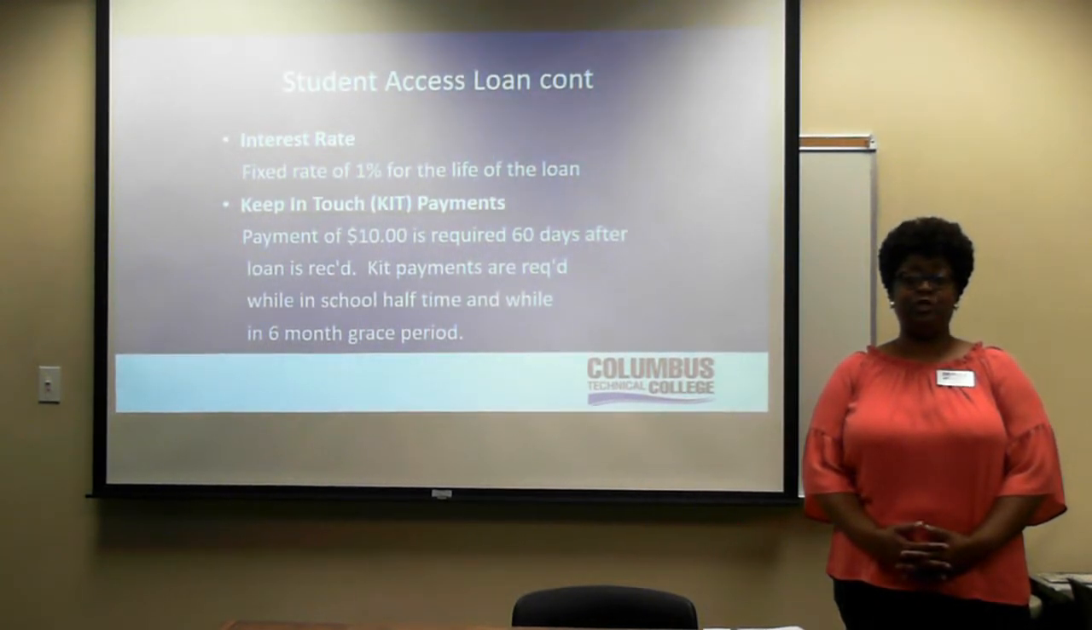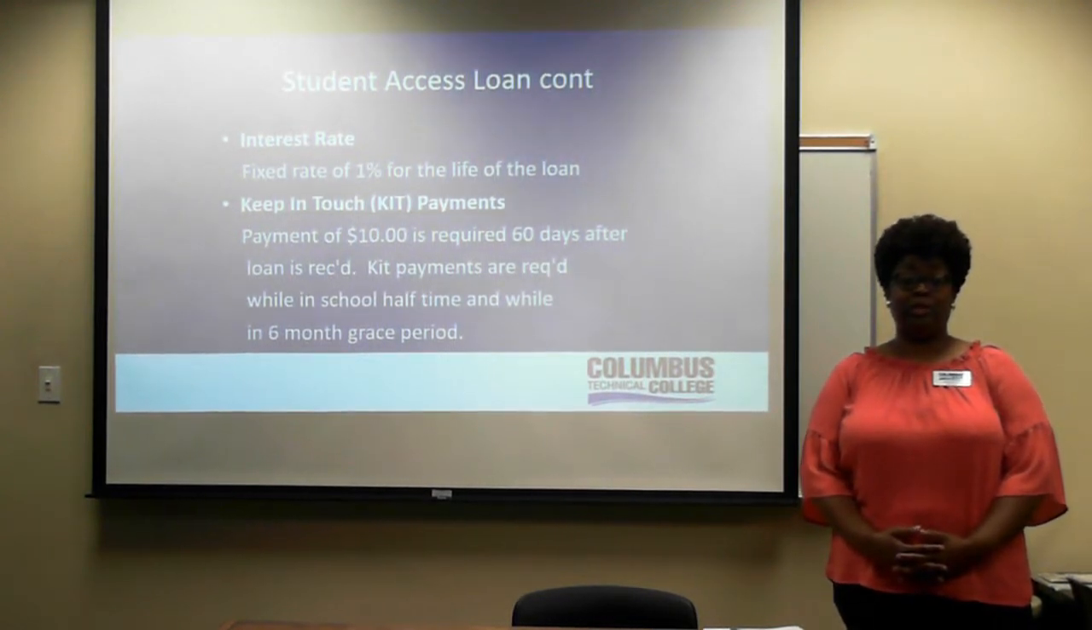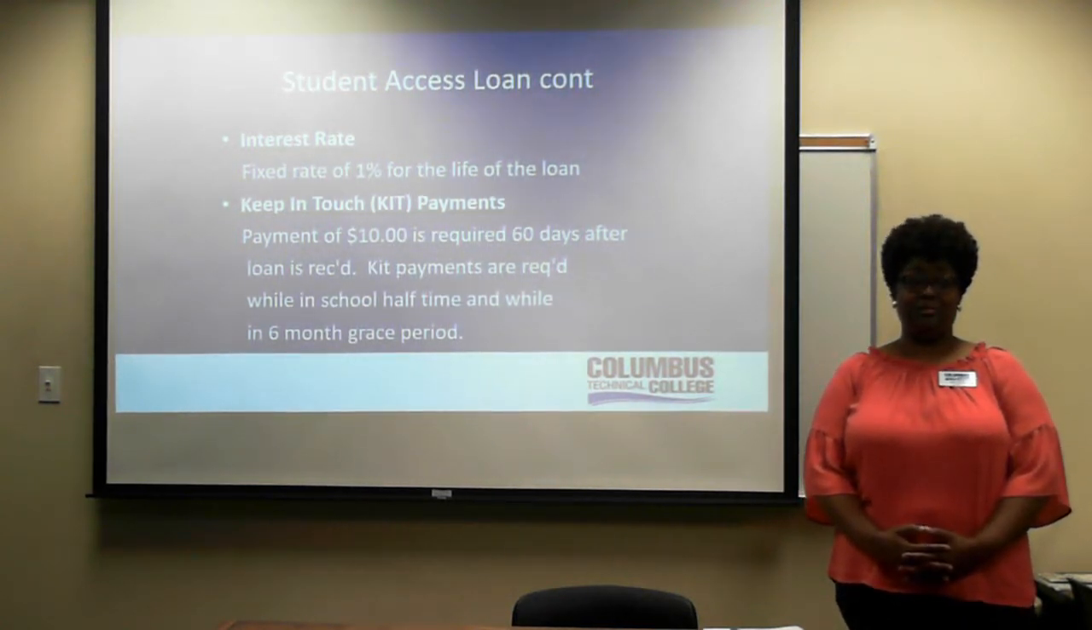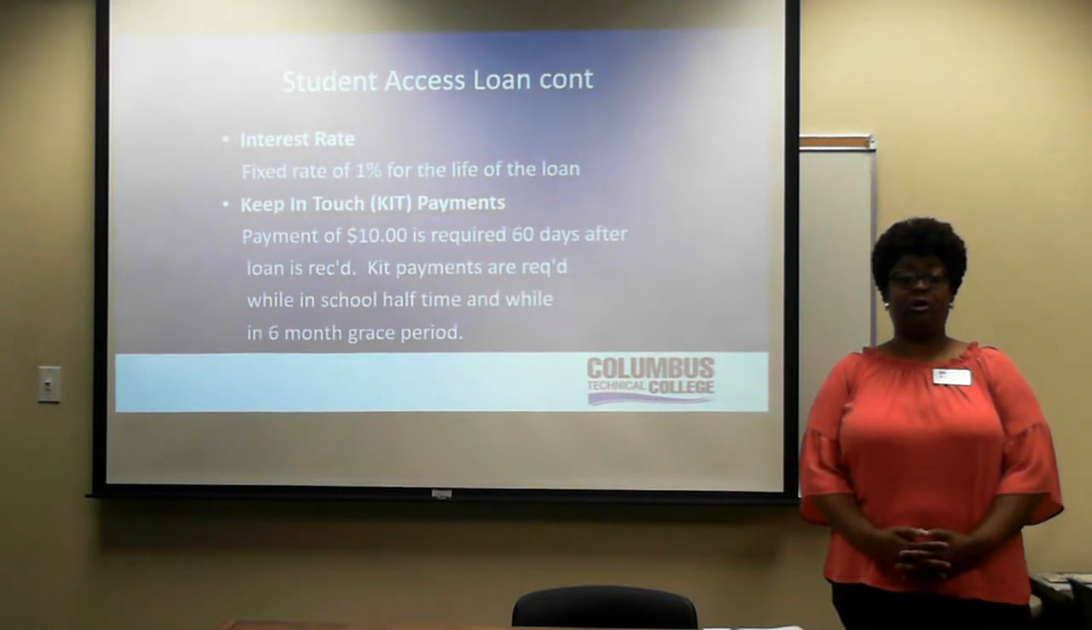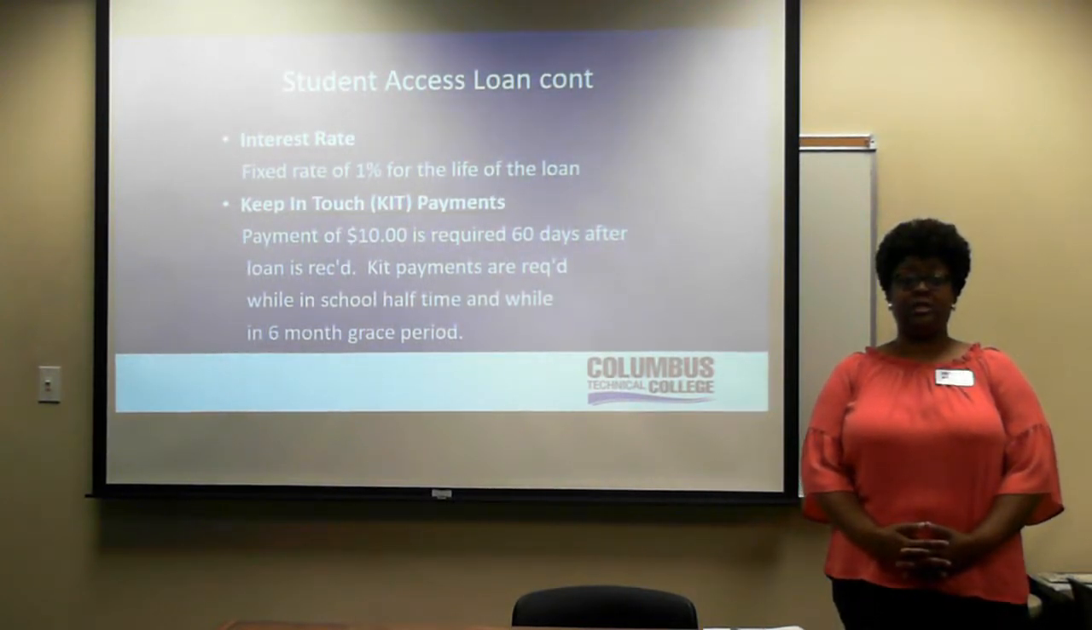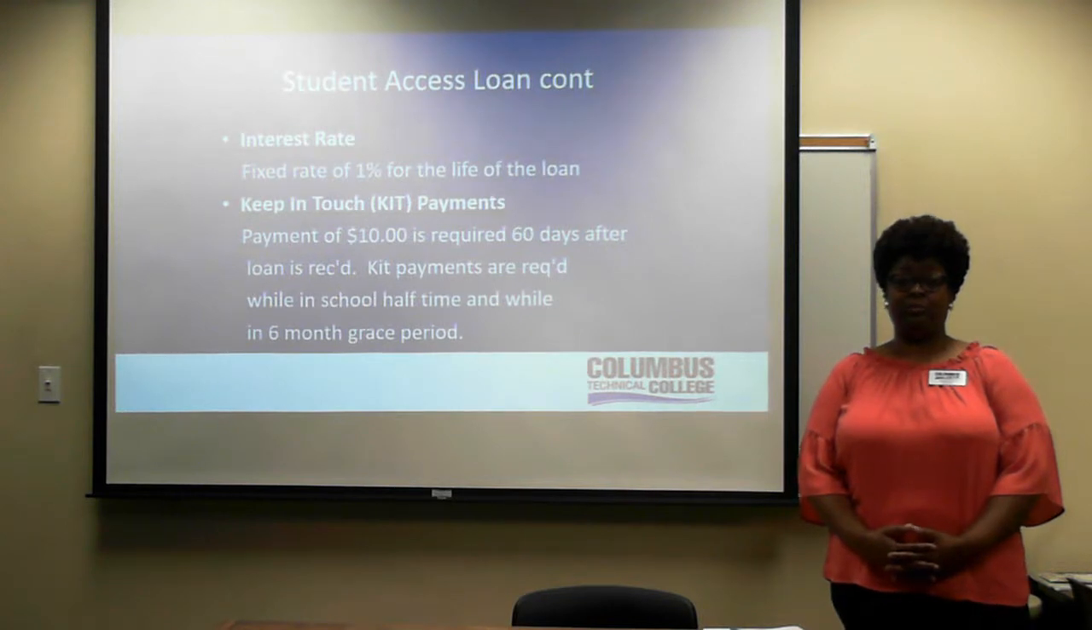60 days after you have been given the student access loan, you will have something called the Keep in Touch payments. Your Keep in Touch payments will begin. Now we cut it short and call it the KIT payment. So KIT payments are required while a student is in school, enrolled in at least 6 credit hours, and while the student is in their 6-month grace period.